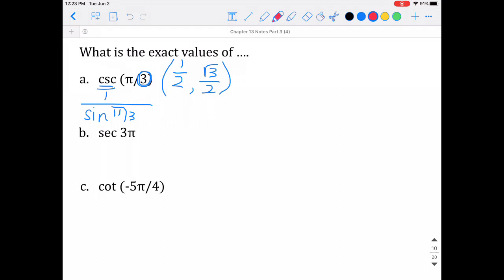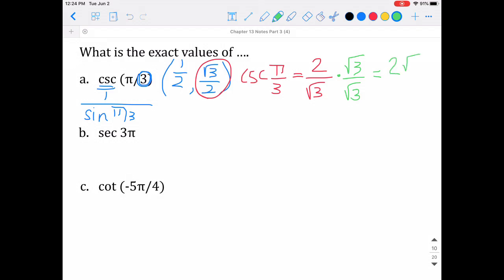When we're talking about sine, that means we're using our y value of the corresponding point. So cosecant of pi over 3 is going to be equal to the reciprocal. So it's 2 over radical 3. But here we have an improper fraction because the radical is in our denominator. So to solve, we're going to multiply by radical 3 over radical 3, and we're left with 2 radical 3 over 3 as our final simplified answer.